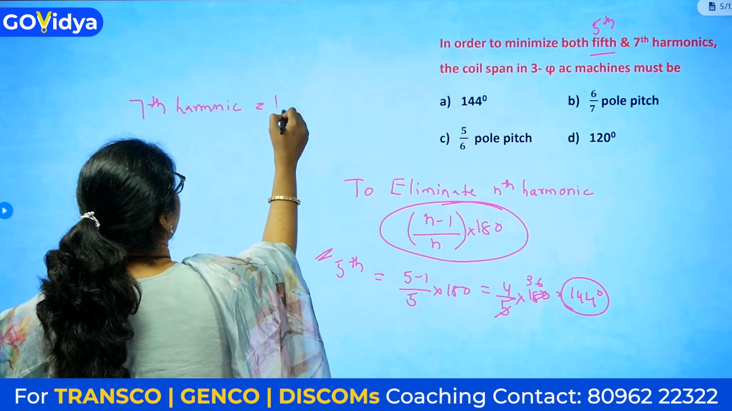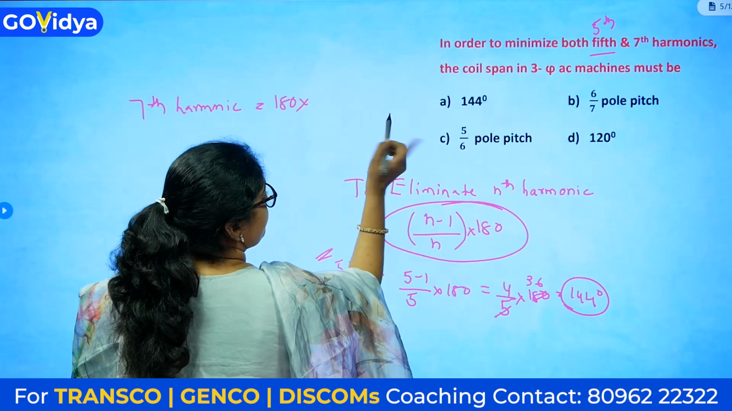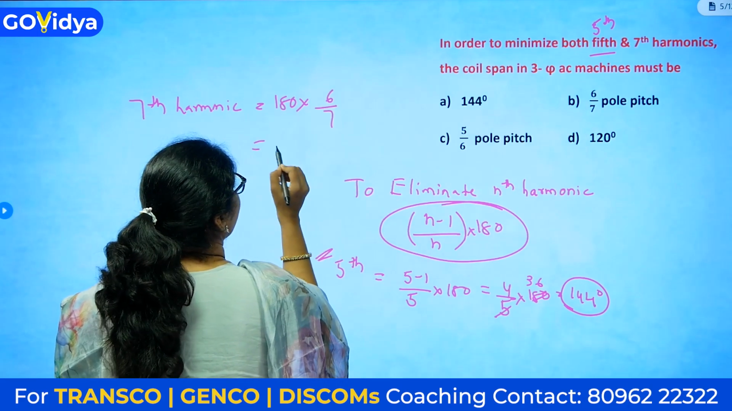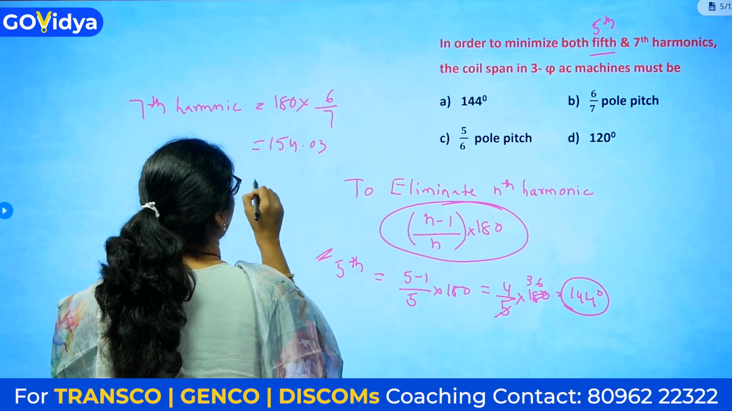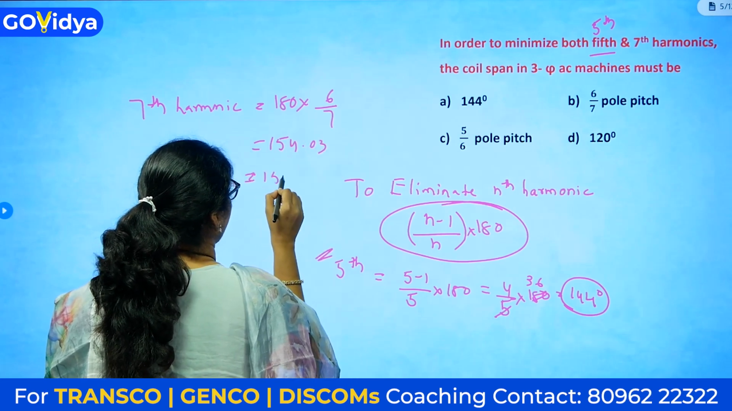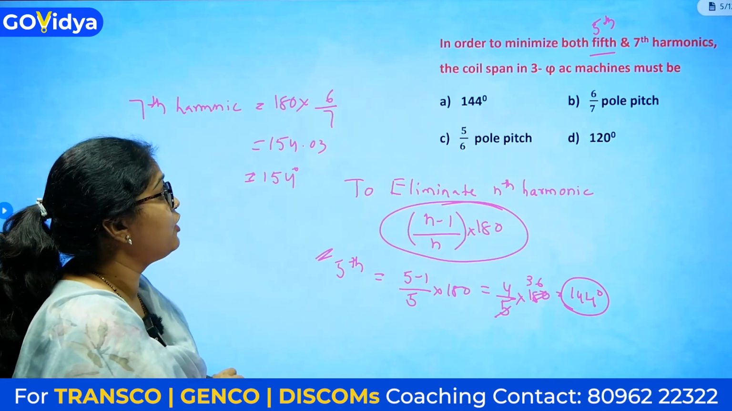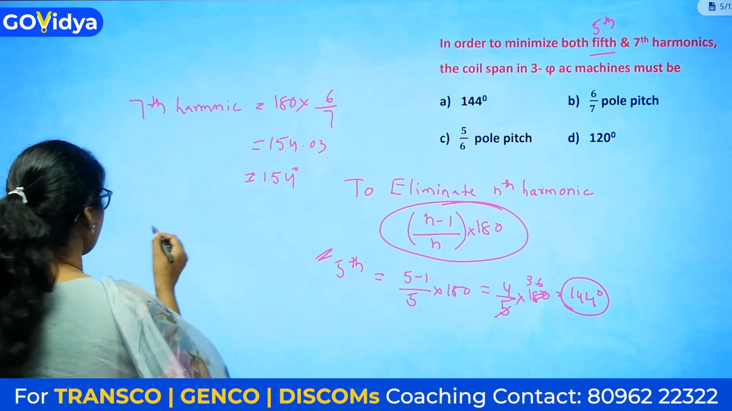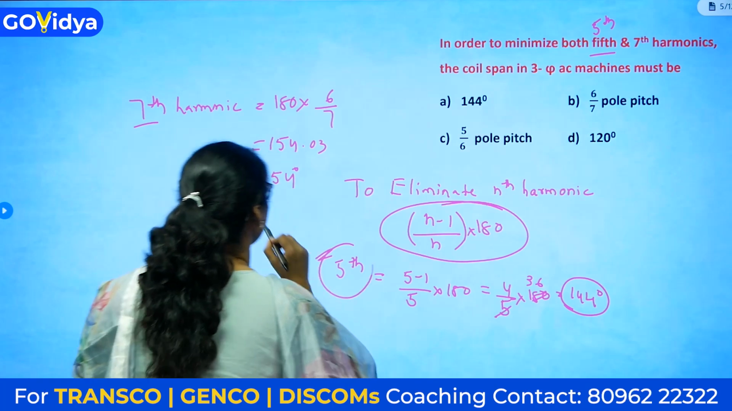So we can write 180 into, for the seventh harmonic, 7 minus 1 is 6 by 7. So we will get around 154.03. I can take it approximately as 154 degrees. But they said to find out the coil span. So in order to find the coil span, we have to combine both the fifth and the seventh harmonic.